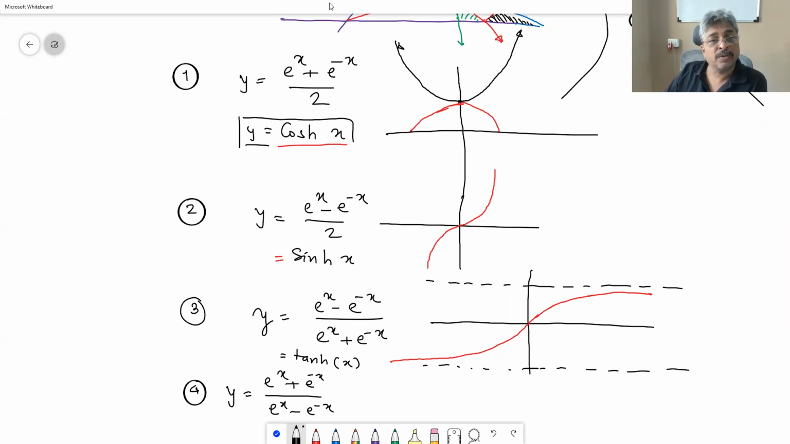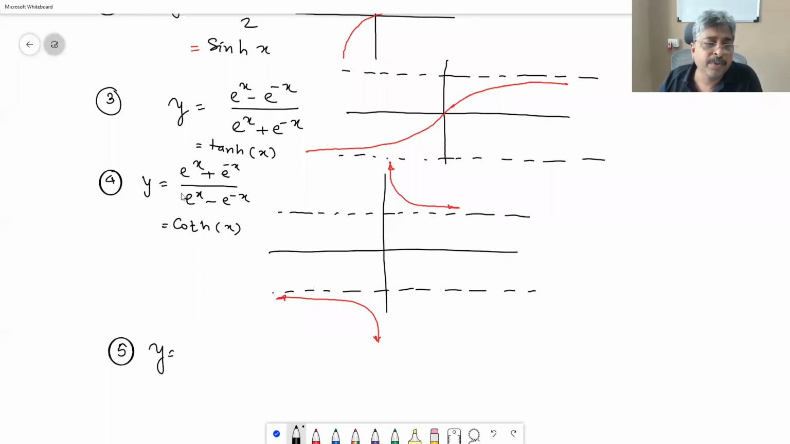Sketch cot hyperbolic. Okay, the graph of cot h x is like this. At 1 it is asymptotic, at -1 it is asymptotic, at 0 it is undefined. Later sometime we will study or write down different properties, how these hyperbolic functions behave, what the properties of summation, product, etc. are.